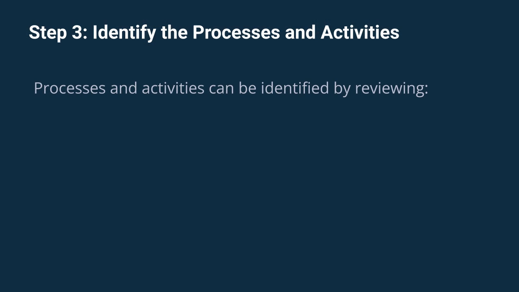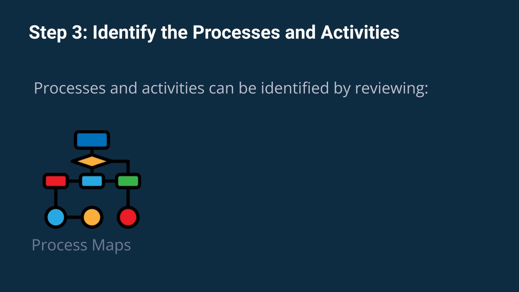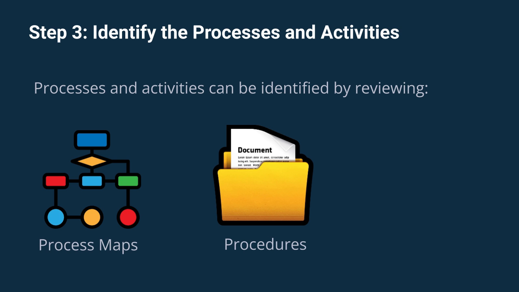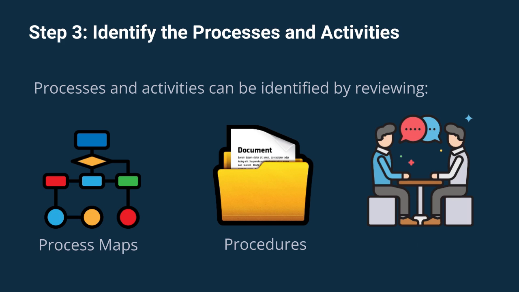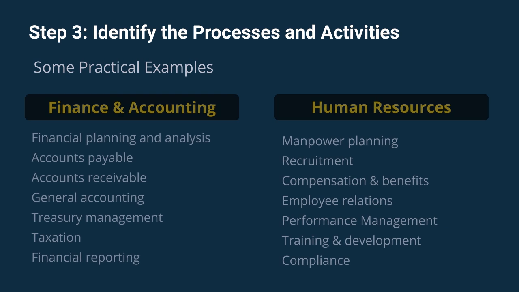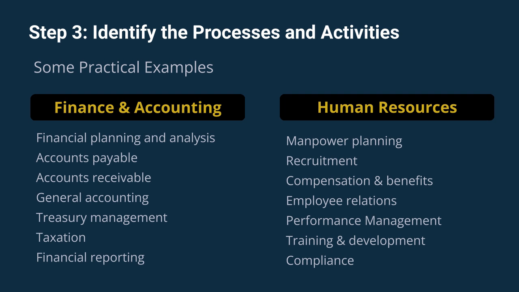Processes and activities can be identified by reviewing process maps, procedures of each business unit or function, as well as interviewing key personnel. Here are a few examples of processes and activities in the finance and accounting department and the human resource department in an organization. Of course, this is not an exhaustive list.